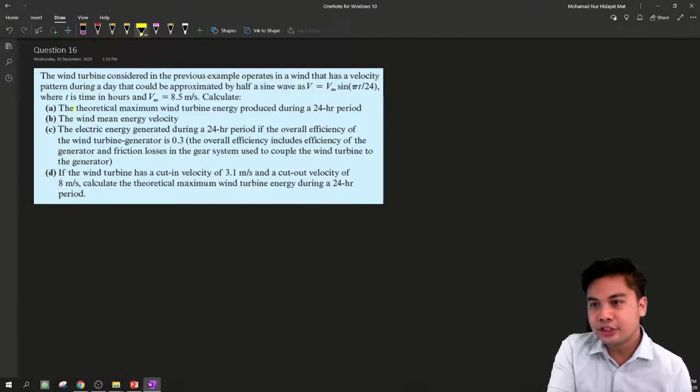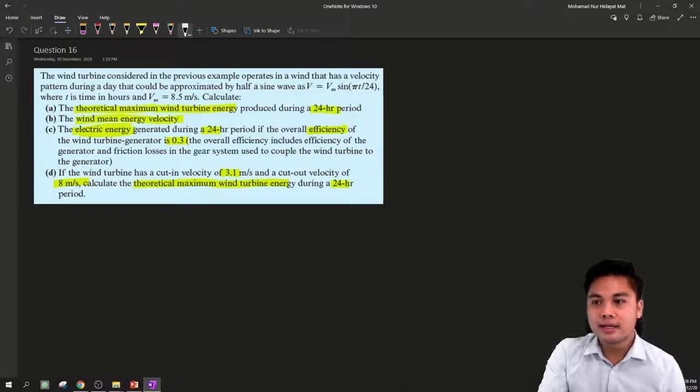The question asks for the theoretical maximum wind energy for 24 hours and the wind mean energy velocity, the electrical energy generated in 24 hours with an efficiency of 0.3, and the wind turbine theoretical maximum energy for a 24 hour period when the cut-in velocity is 3.1 and the cut-out is 8.8 meters per second. So without further ado, let's start our solution.